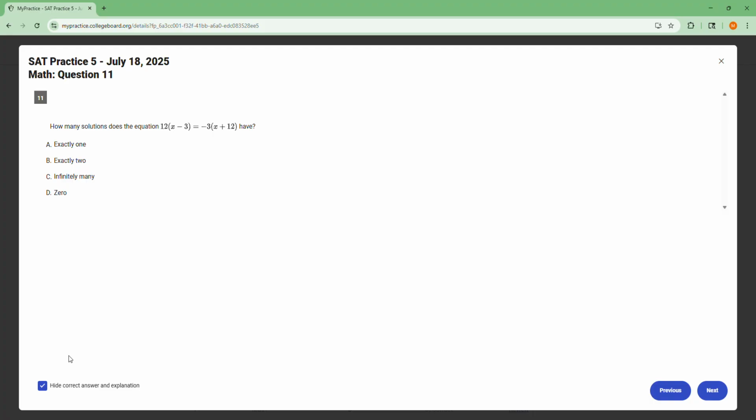Well, first things first, do you think that you could solve the equation 12 times x minus 3 equals negative 3 times x plus 12 for me? If you just wanted to calculate what x was, what could you do?